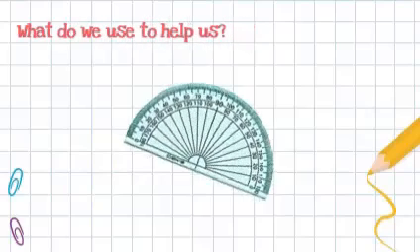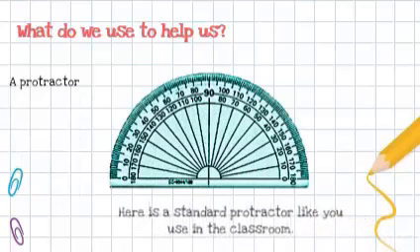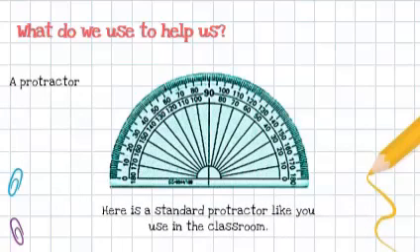What do we use to help us measure angles? It's a protractor. So this is the shape of the protractor. And here's the standard protractor that you have to use in your homework at home or in the classroom. As you can see, if you start from the right side, it starts from 0 till 180. And if you start from the left side, it also starts from 0 to 180.